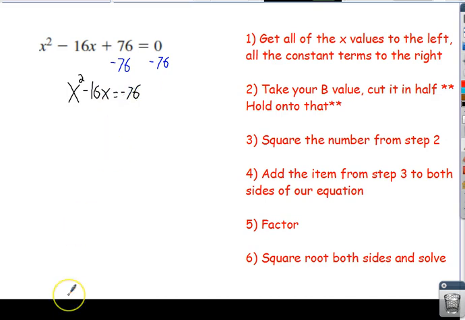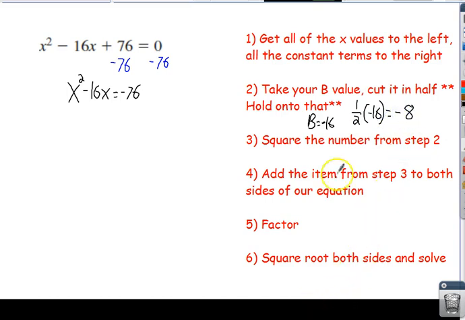Alright, I've done that. Now, take our b value. Cut it in half, and you hold on to it. Now, we're going to do this on the side here. This does not affect my problem yet. So I take b and I cut it in half. Well, what is b? b here is negative 16. Right there. So 1/2 of negative 16, that would be negative 8. Hold on to that number.